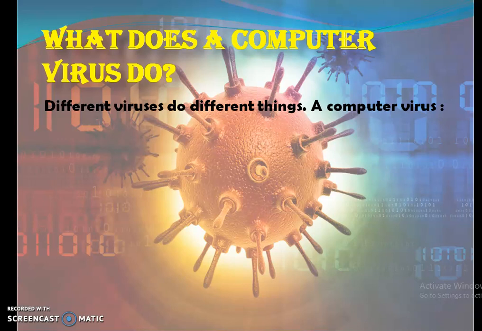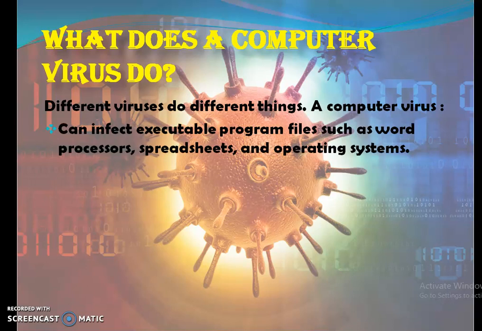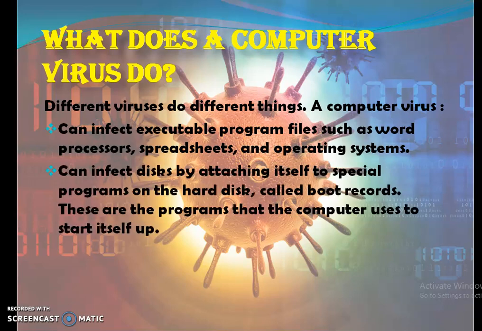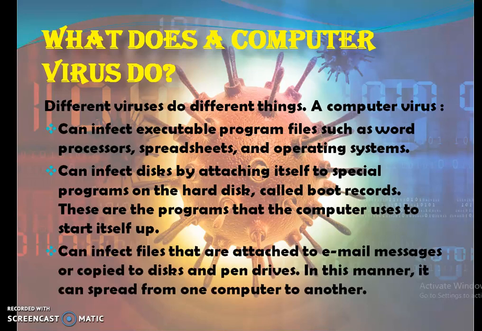Now, different viruses do different things. A computer virus can infect executable program files such as word processors, spreadsheets, and operating systems. It can also infect disks by attaching itself to special programs on the hard disk called boot records. These are the programs that the computer uses to start itself. It can also infect files that are attached to email messages or copied to disk and pen drives. In this manner, it can spread from one computer to another.